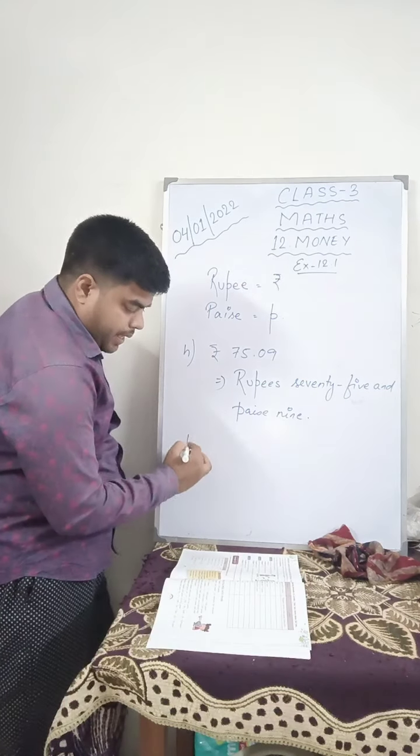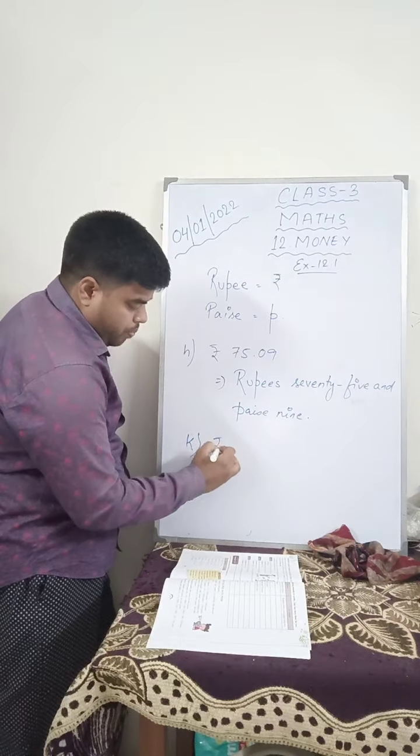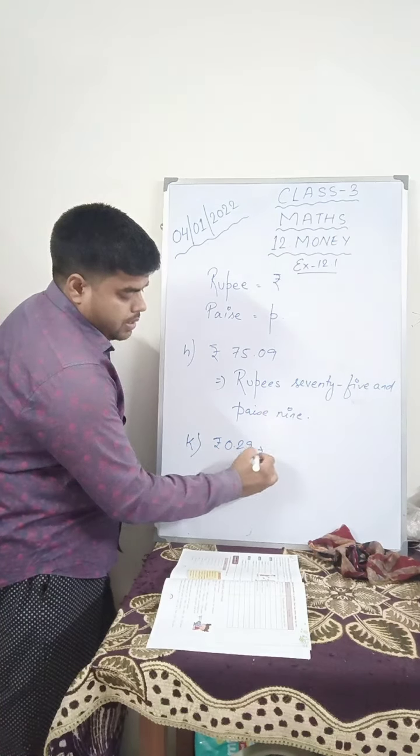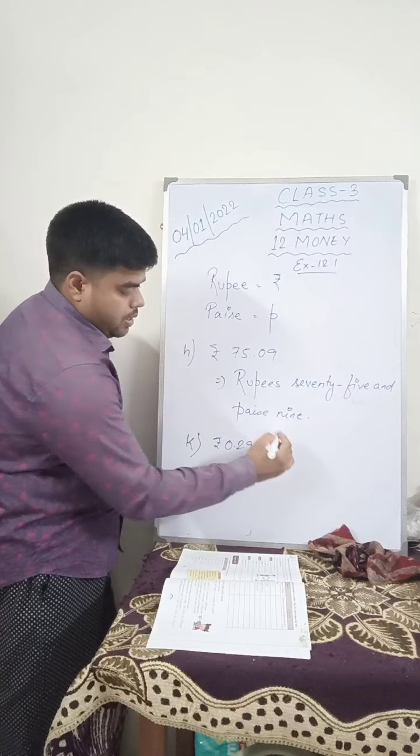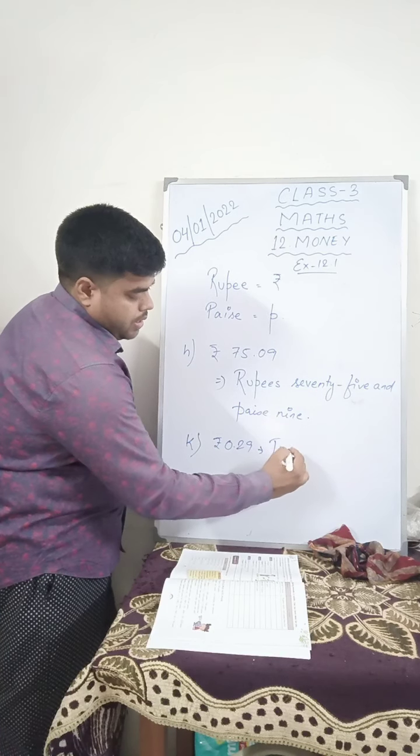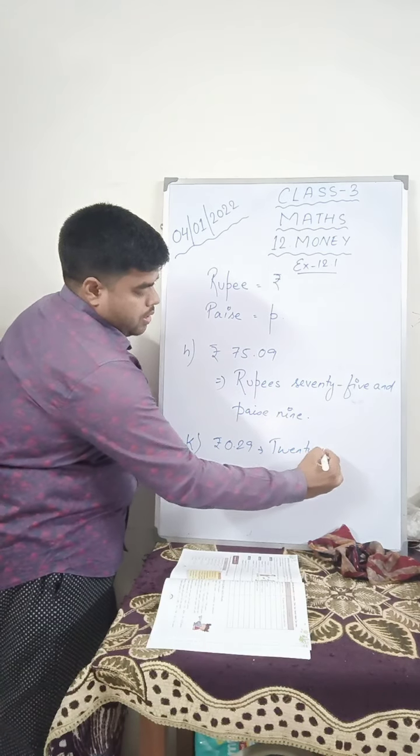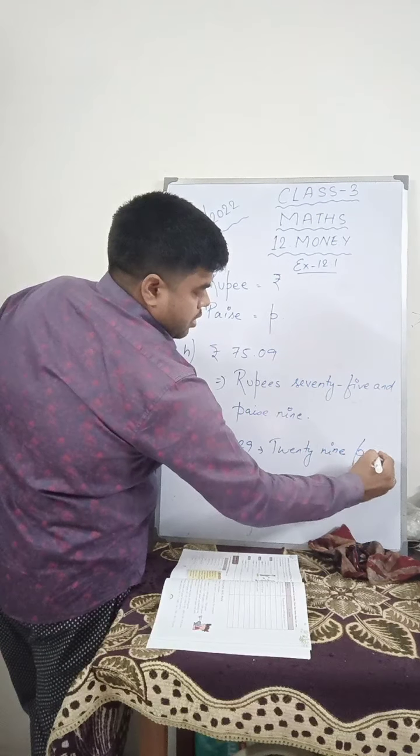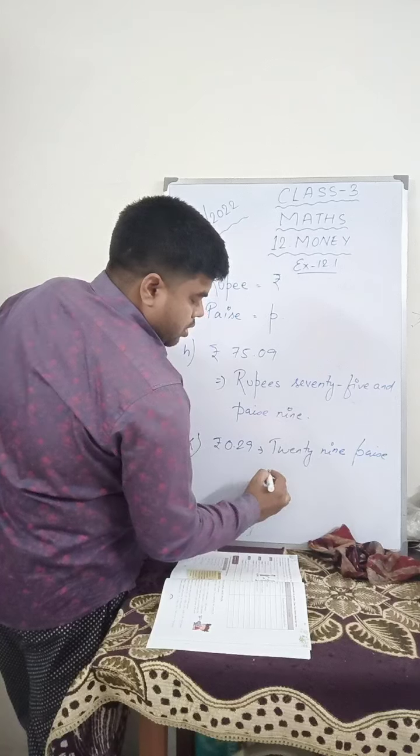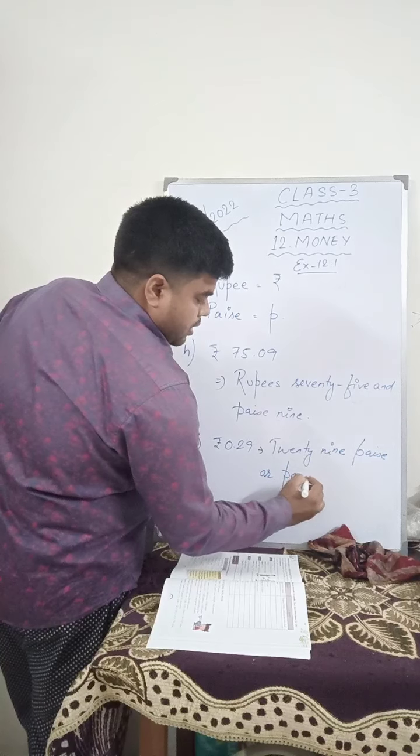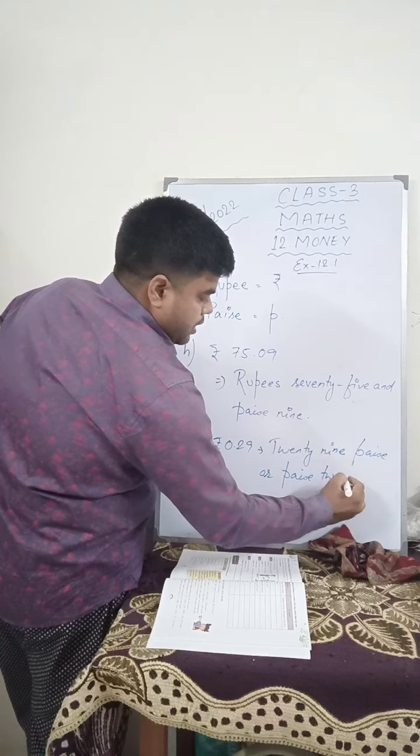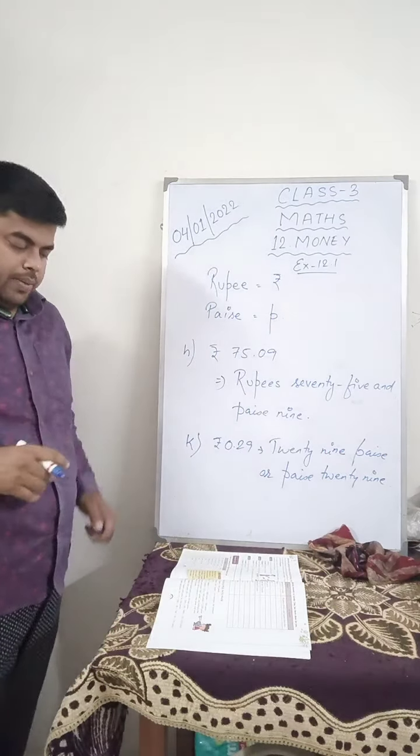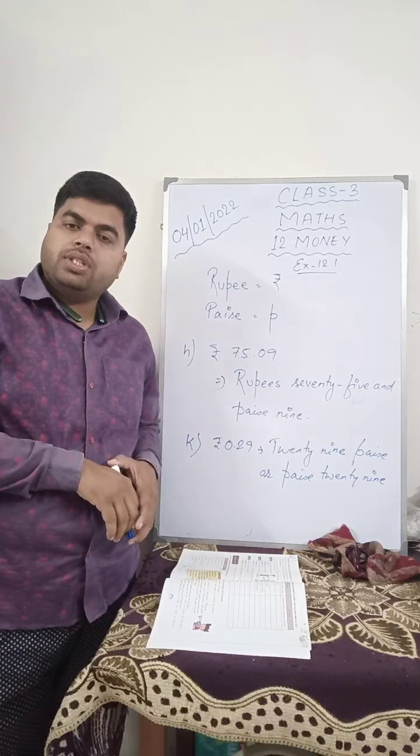Now question number K, rupees 0.29. This you will simply write 29 paisa or paisa 29, whatever you want to write. So I hope all of you have understood this, children.